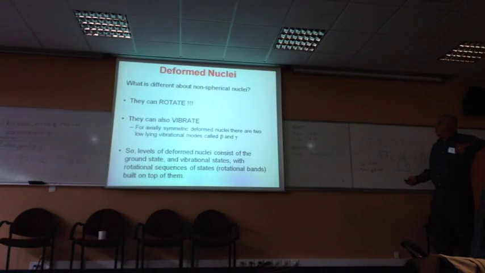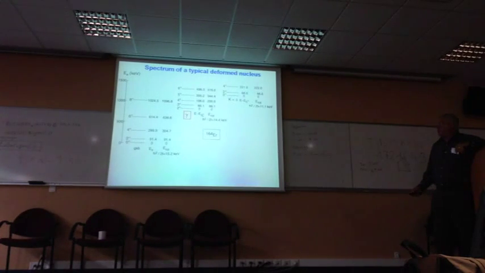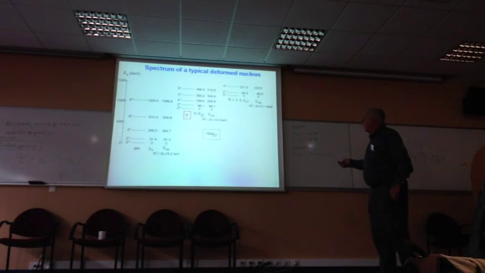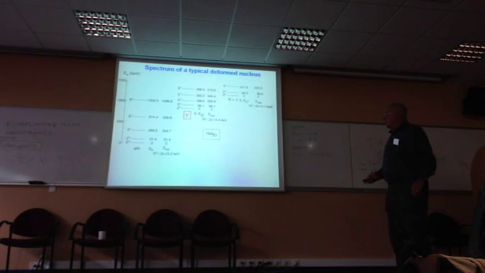Now, nuclei that are deformed, not only can they rotate, they can also vibrate. There's no reason why they can't vibrate. And so the levels of a deformed nucleus will consist of a ground state, vibrational states, and rotational sequences built on top of it. And we've seen that. You saw a very simplified version of this, without some of the other stuff I'm going to put up here. Now I want to go into this in much more detail.